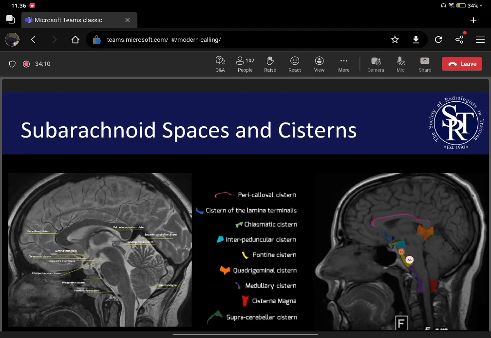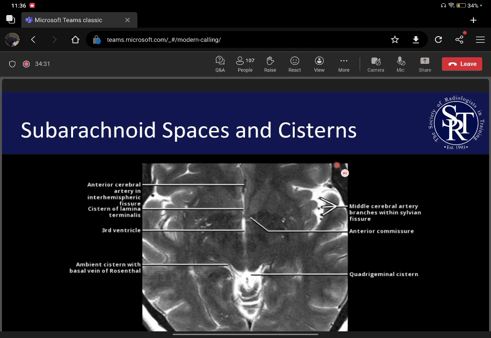Here in orange, as we go lower down, this is in front of the pons, so we call it the prepontine cistern. Here in purple, it's in front of the medulla, or rather anterior to it, so this is our premedullary cistern. And finally here in red, the largest cistern is our cisterna magna, running through the foramen magnum.